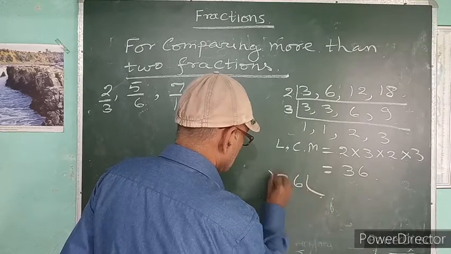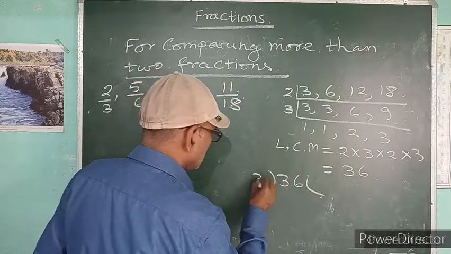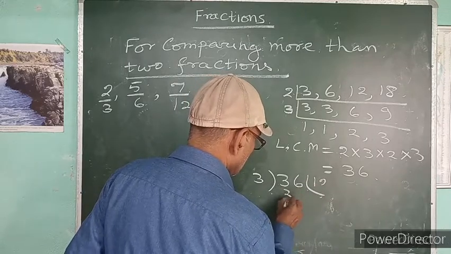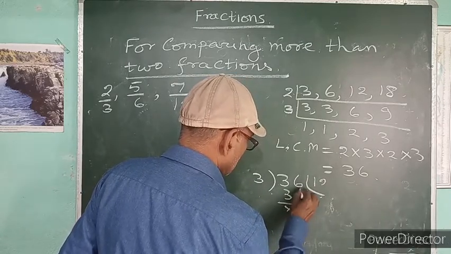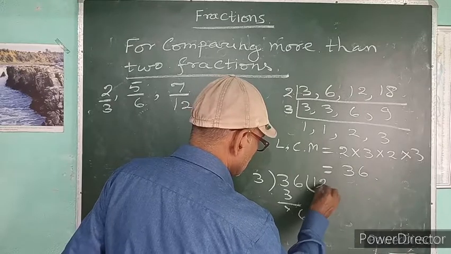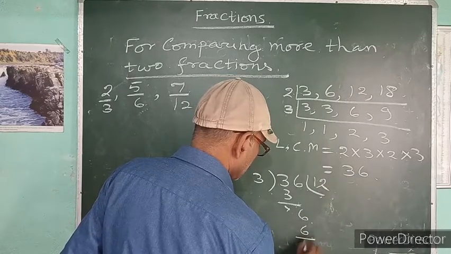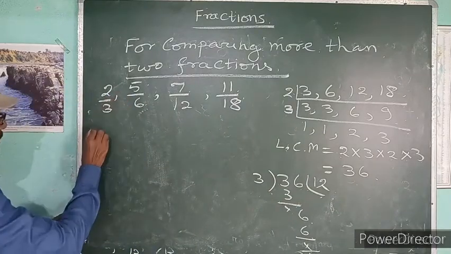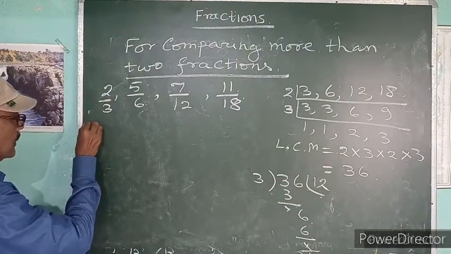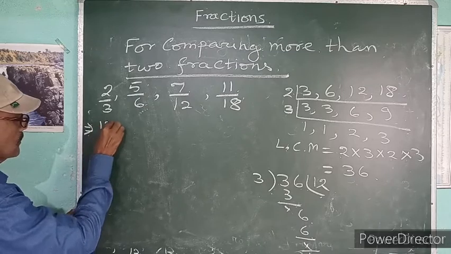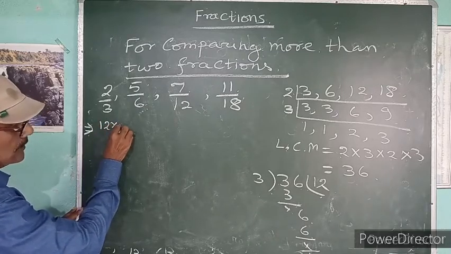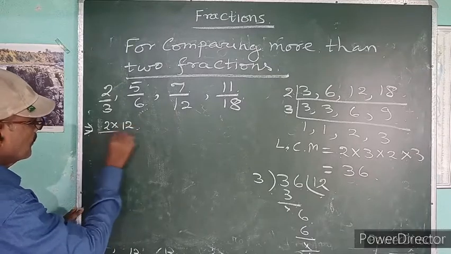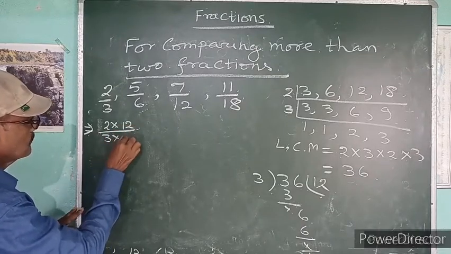Divide 36 by 3. 3 twelves are 36, so 12. Multiply numerator and denominator by 12. 12 into 2 over 3 into 12.